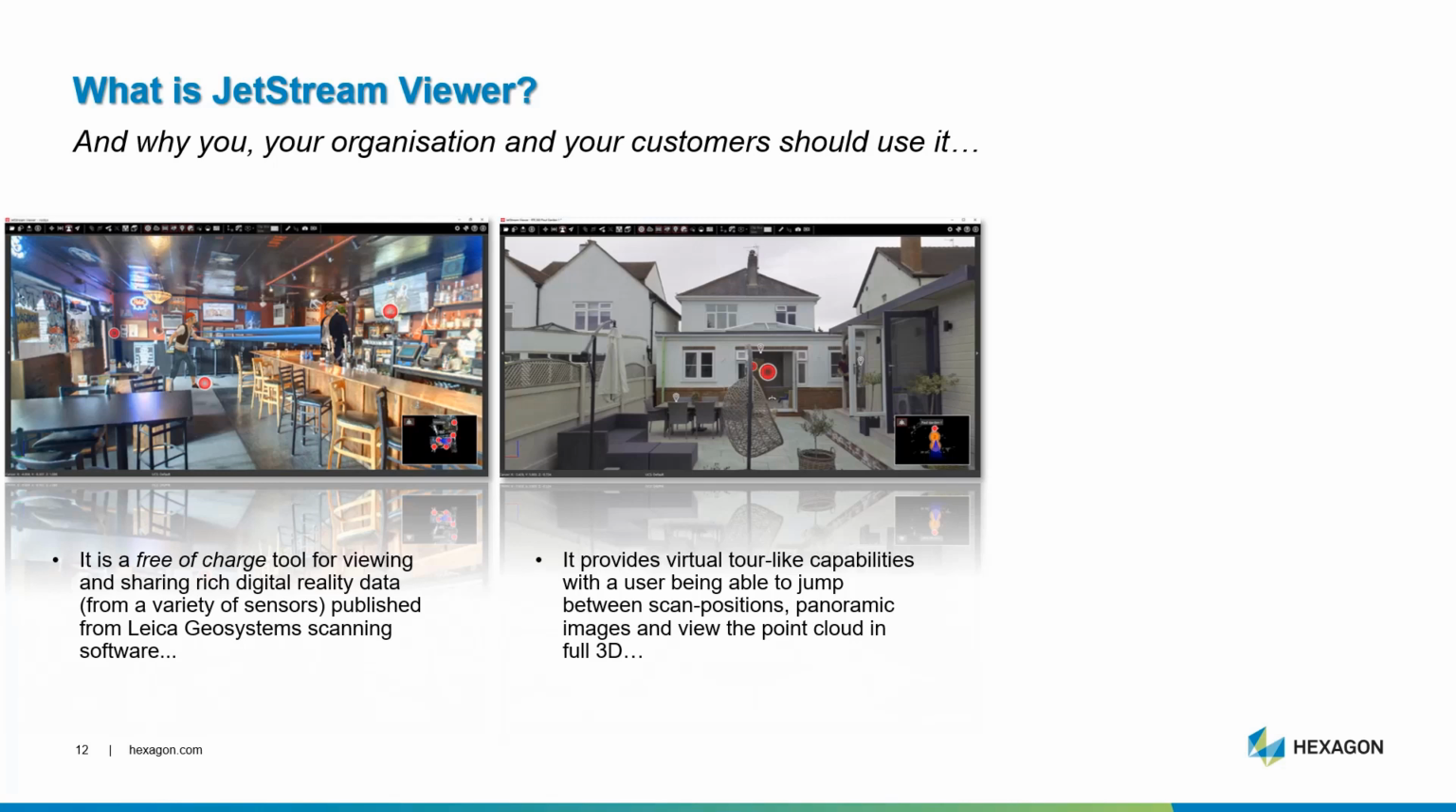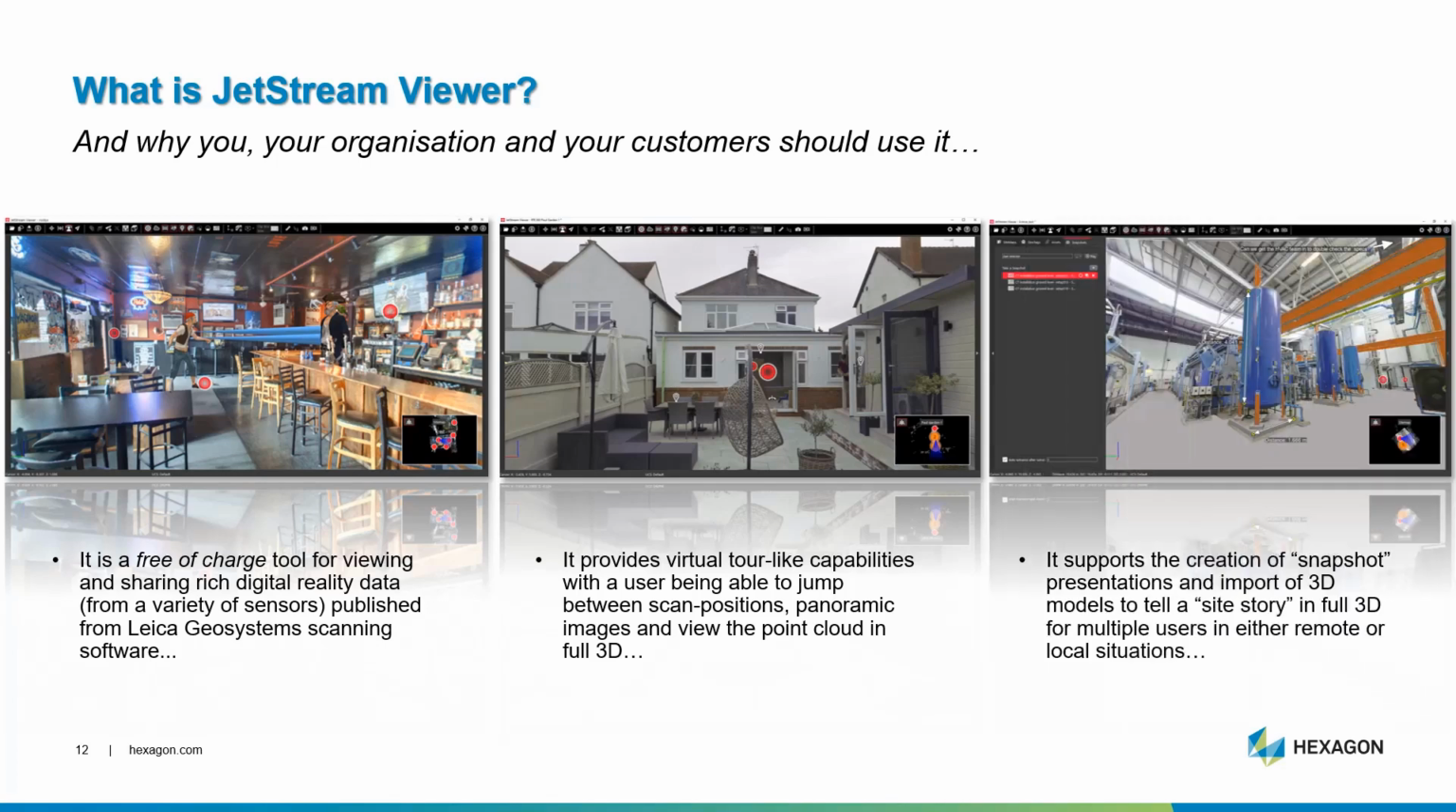It also provides virtual tour-like capability, so you can jump between the scan positions very easily. You can view panoramic images. You can view the point cloud in full 3D if you rotate away from those scan positions. Now we're adding 3D models, and you've got the ability to navigate around the 3D models. All of them can be clipped using the clipping manager tool and limit boxes directly within JetStream Viewer as well. And it also supports the creation of snapshot presentations.